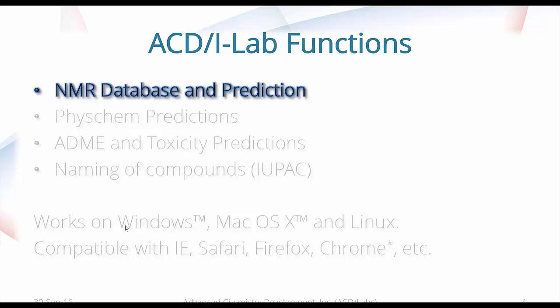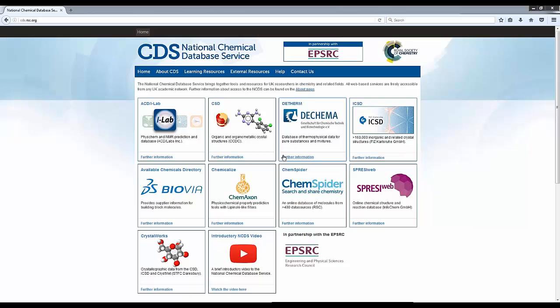iLab is a web-based program, and it works on Windows, Mac, and Linux. It's compatible with Internet Explorer, Safari, Firefox, and Chrome. I have a little asterisk here on Chrome because there are some functionalities that do not work correctly in Chrome due to the security restrictions of Chrome. For what I will show you today, I will be using Firefox. Okay, and I think that was my presentation.